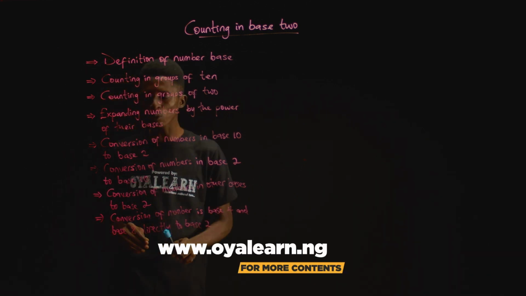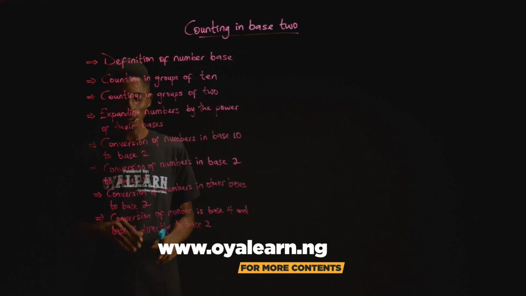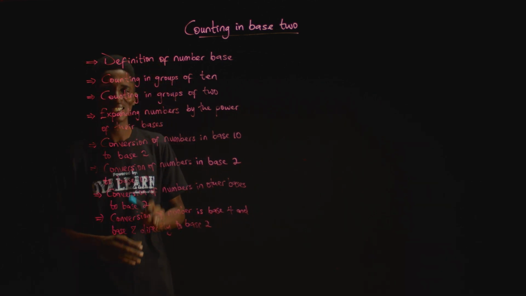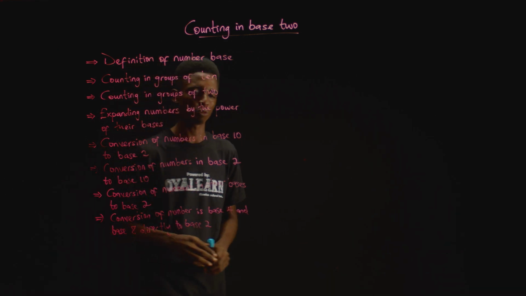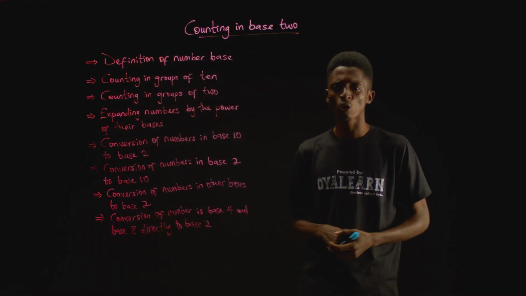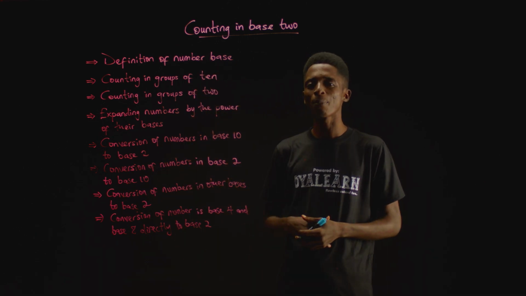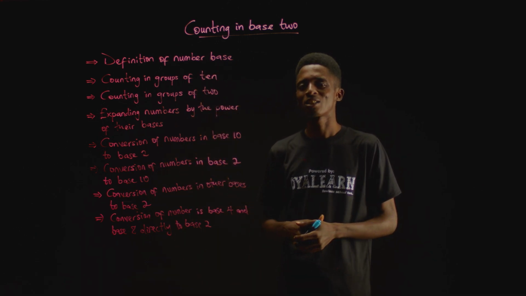And then at the end, we will learn a math hack on how we can convert from bases like base 4 and base 8 directly to base 2. By the end of this topic, you will be able to do so many other problems on these itemized objectives.